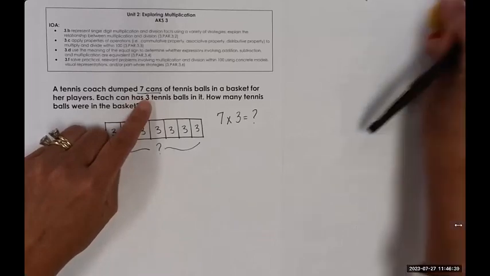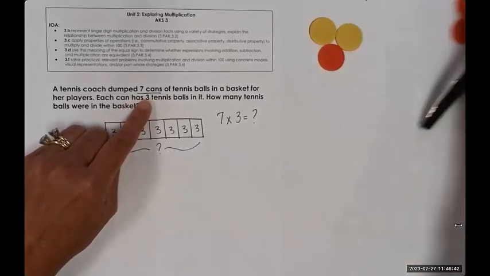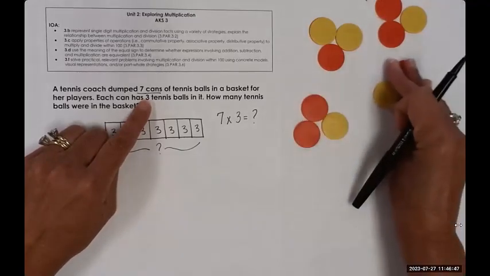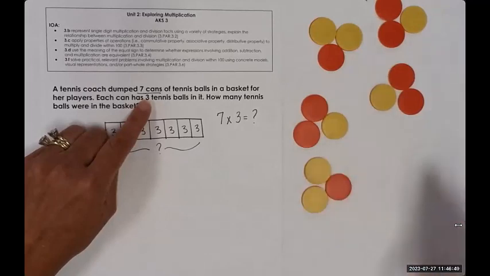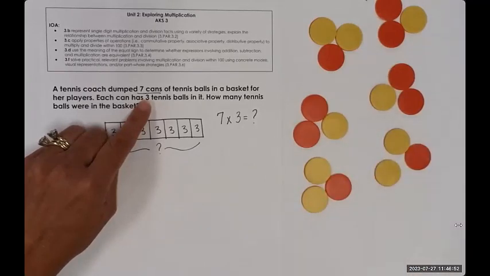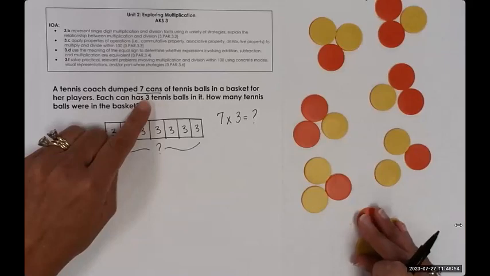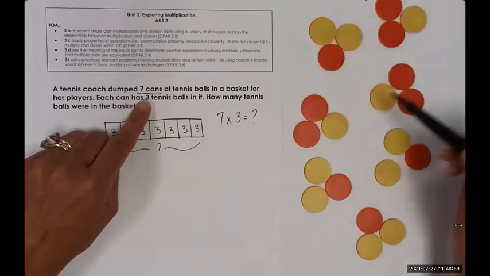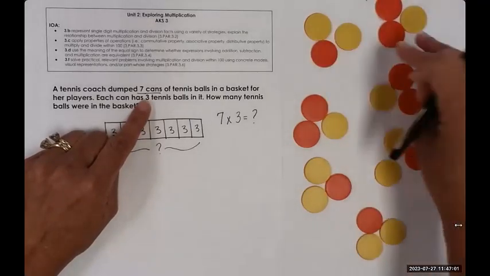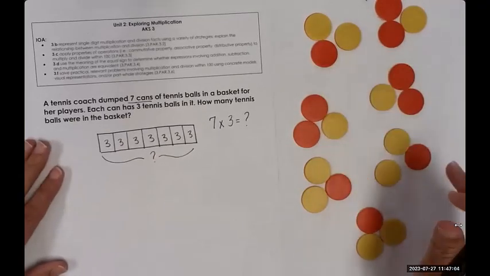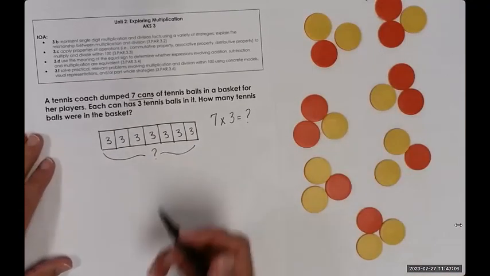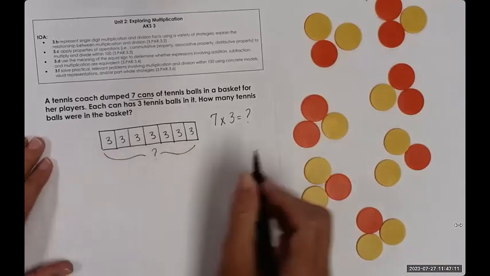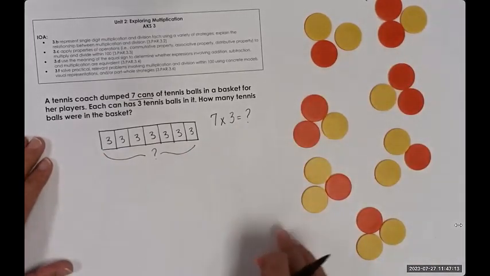I have some counters. I have 1 group of 3. I have another group of 3, 2 groups of 3, 4 groups of 3, 5 groups of 3, 6 groups of 3, and here's my 7 groups of 3. So I can clearly see my equal groups here. In each group, there's 3. I can connect repeated addition with this model.